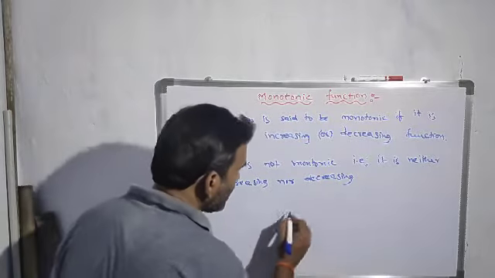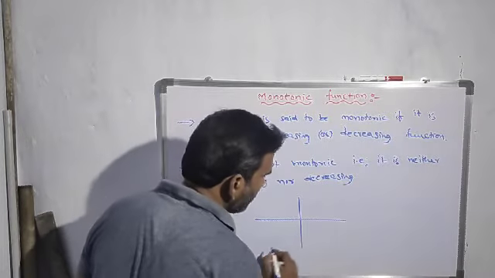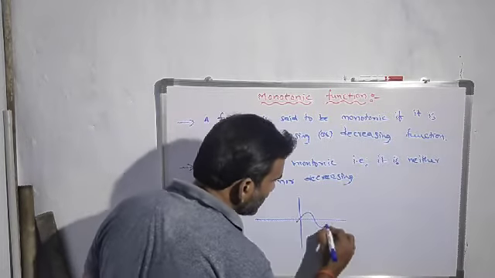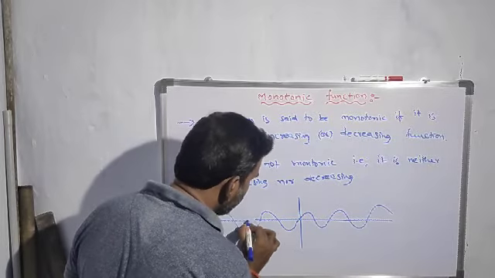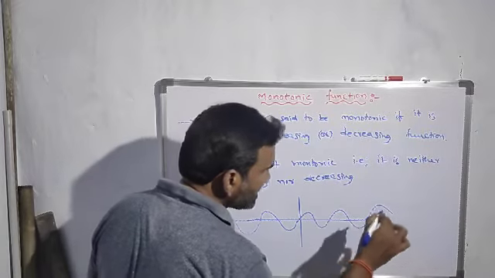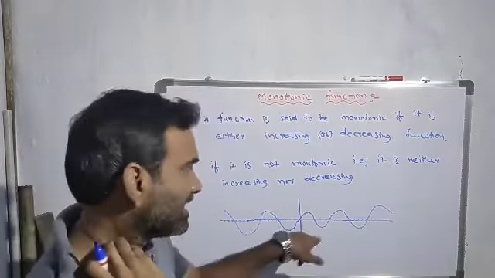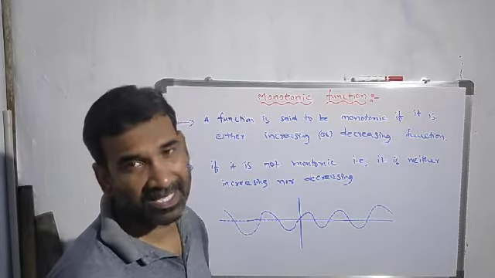For example, if you observe the sin x graph, sin x is like this, it is passing through the origin. In some intervals the graph is increasing, in some intervals it is decreasing, so it is not monotonic function. So the best example for not monotonic function is f of x equal to sin x.